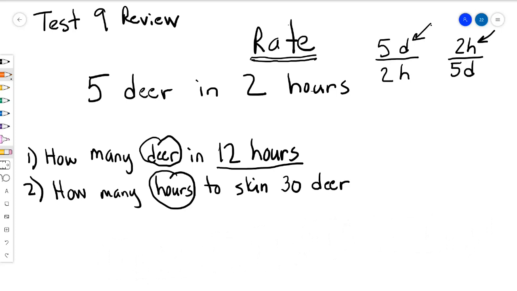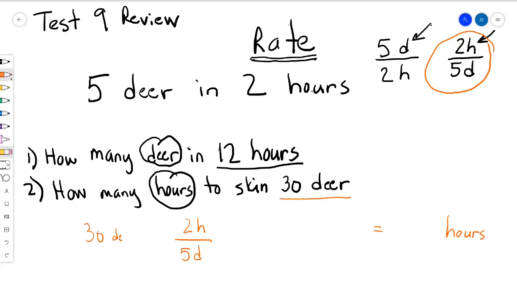All right, second problem. How many hours to skin 30 deer? I want to know hours, so I need this rate here because it has hours on top. Come out here and write your answer, your units. It's a good reminder. I need to use that rate, so I'm going to write that down. I have to write down everything I know. How many hours? So what information did they give me? 30 deer. 30 deer times my rate. That's the hardest part, is just getting the right rate and then putting the right value to start.